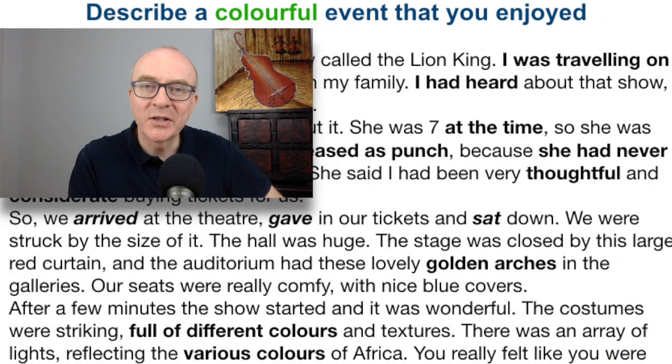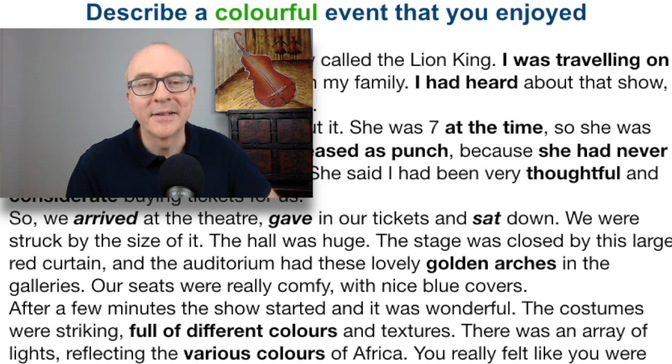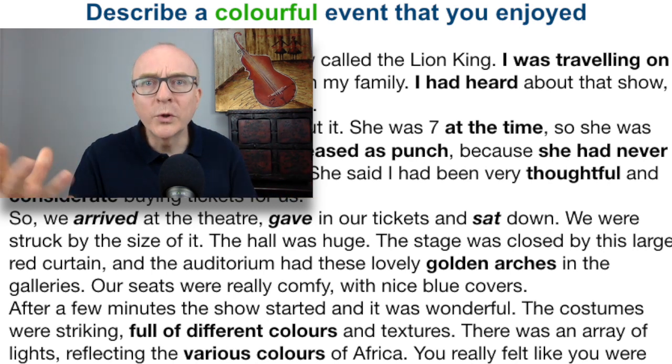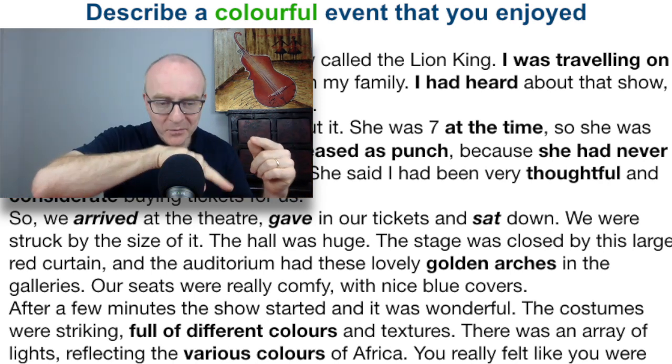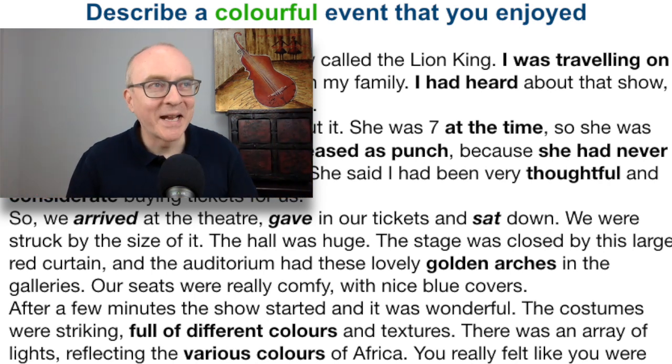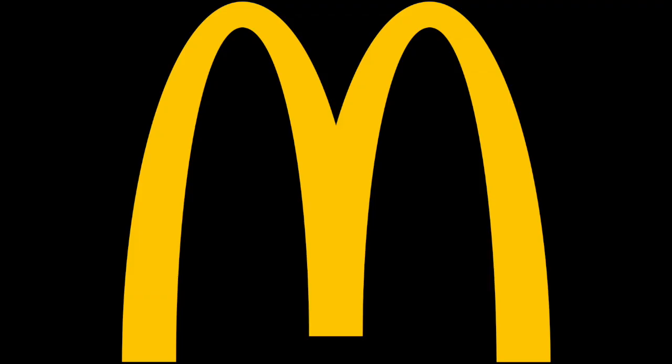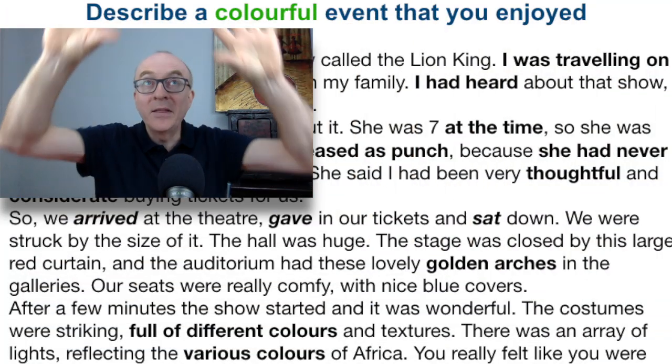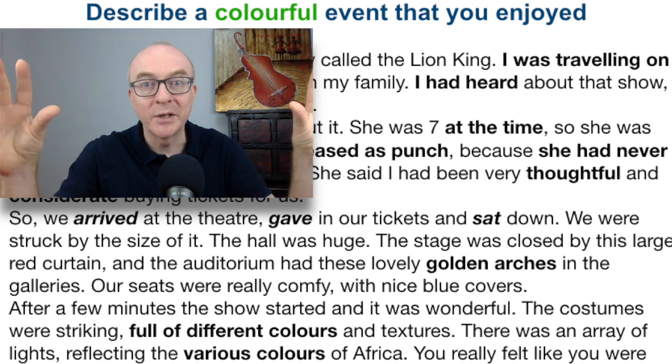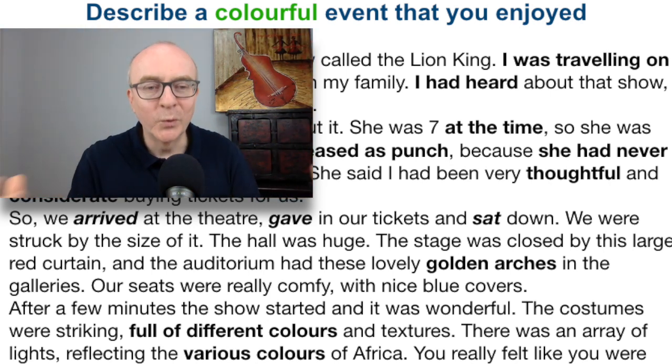Then we kick in with what happened. Did you notice the pattern of 3? We arrived at the theatre, gave in our tickets, and sat down. Really nice, yeah? And then we talk about the stage, the colours, red curtain, golden arches. The golden arches is actually McDonald's. When you talk about the golden arches, it's McDonald's. But these were actually real golden arches up in the top part of the auditorium of the whole theatre. It's called the galleries.